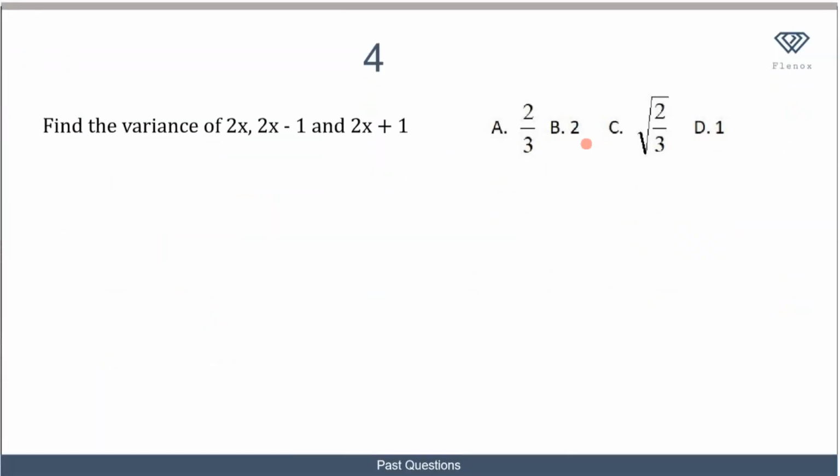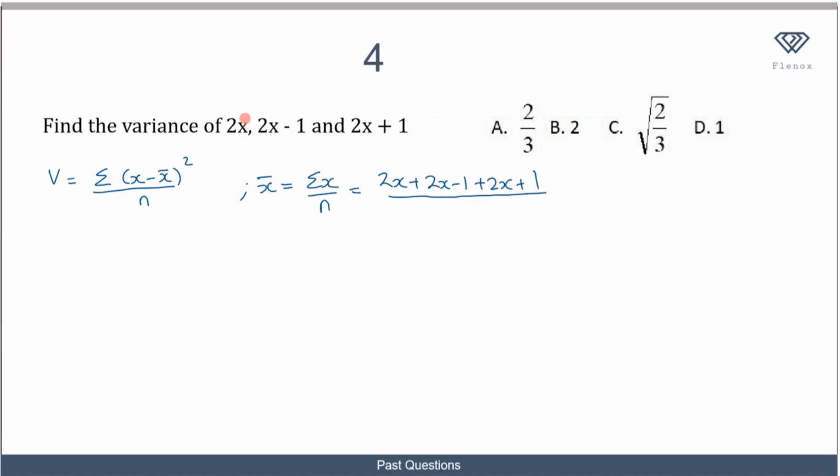On to the next question. We are told to find the variance of this ungrouped data. So for the variance of ungrouped data, we know that the variance is simply the summation of (x minus x bar) squared over the total number. So first, to find the mean, which is x bar, we know that our mean is going to be equal to summation of x over n. So we sum all this together and divide it by the total number. That becomes 2x plus 2x minus 1 plus 2x plus 1 over how many numbers do we have? We have 1, 2, 3. We have 3 numbers in the distribution.